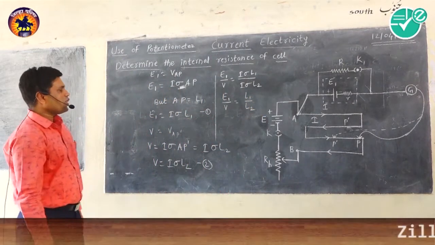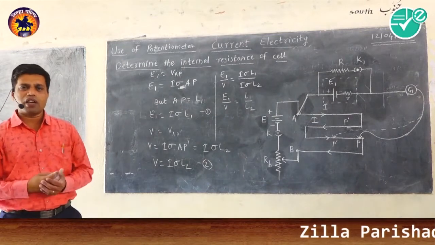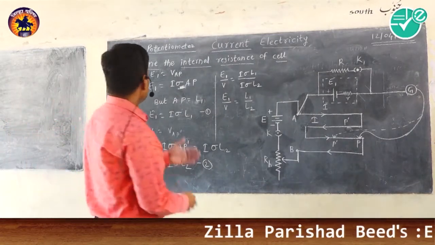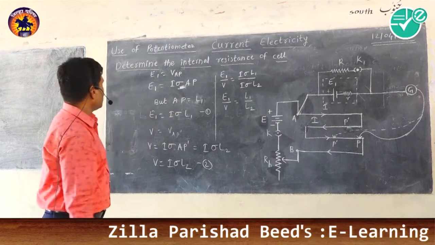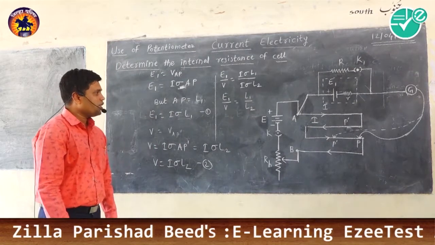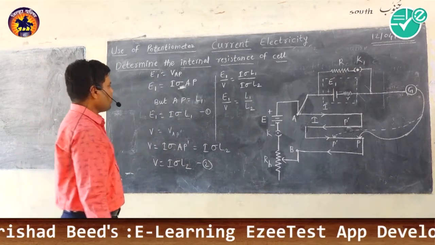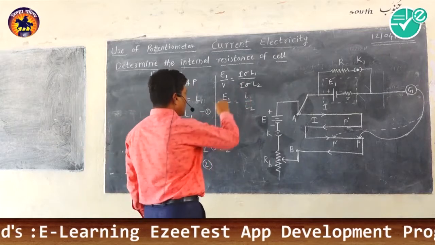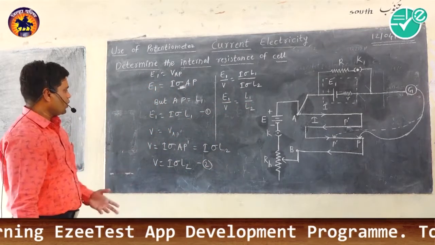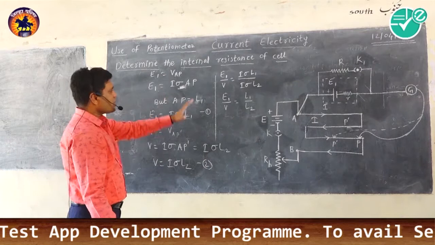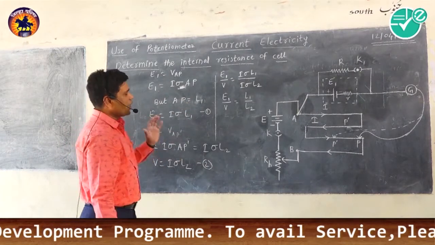But in this case we have to determine the internal resistance of a cell using this potentiometer. So here we have not got that relation, so we have to proceed further. For that, I will erase this side and continue on the board.